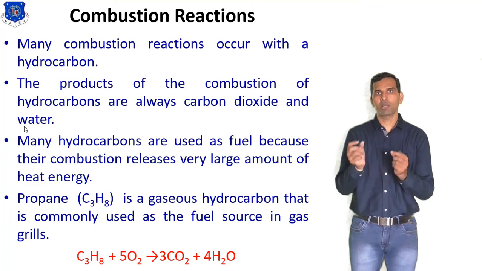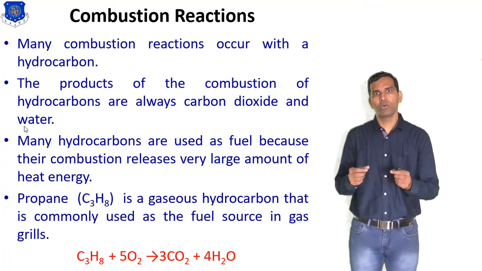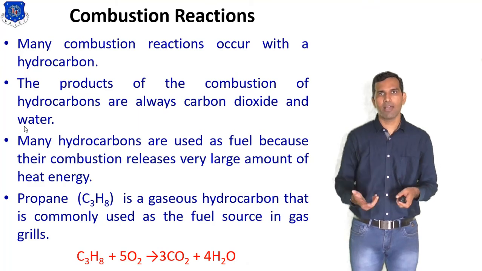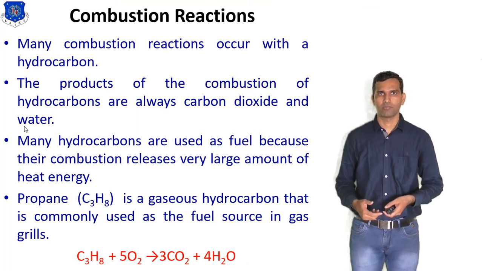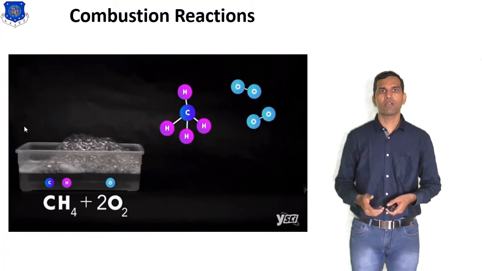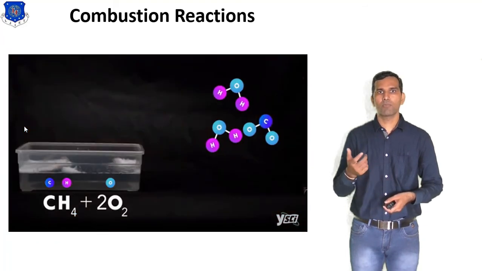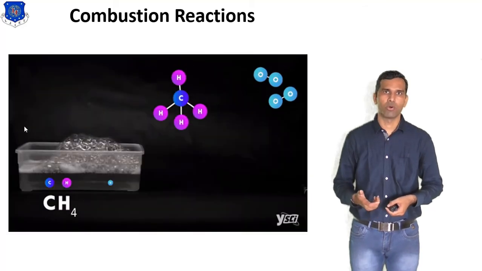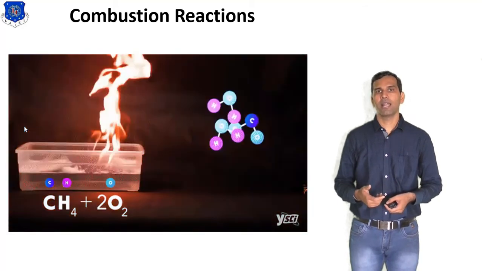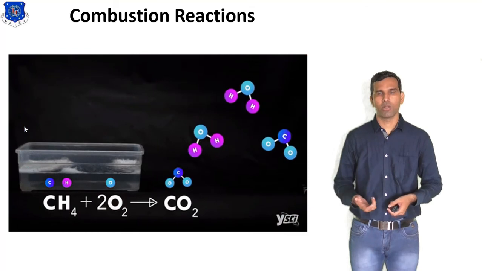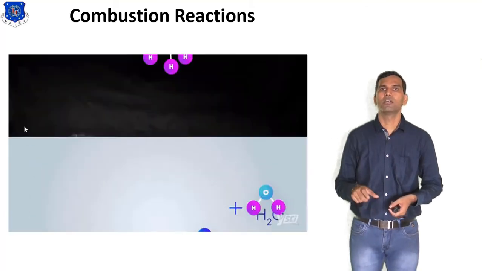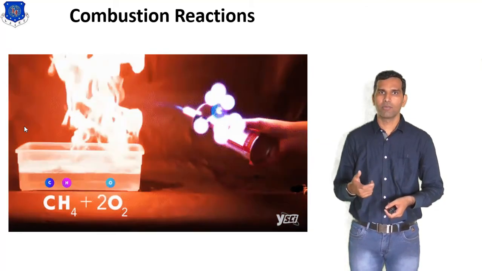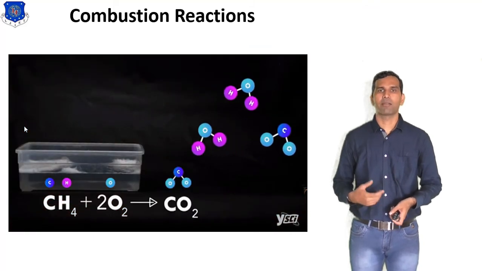We mix it with oxygen, 5O2, so we get 3CO2 plus 4H2O, that means carbon dioxide plus water. Here we can also see CH4 plus 2O2, so we get CO2 plus 2H2O. This is another hydrocarbon, methane, CH4, mixed with oxygen. So we get water and carbon dioxide.